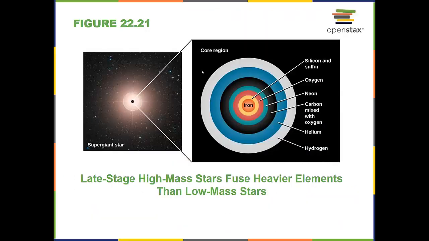High-mass stars start off just like low-mass stars. After the core runs out of hydrogen, it shrinks and gets hotter.